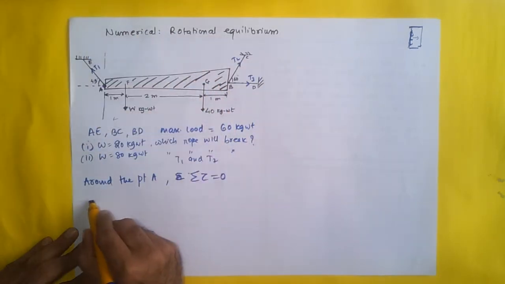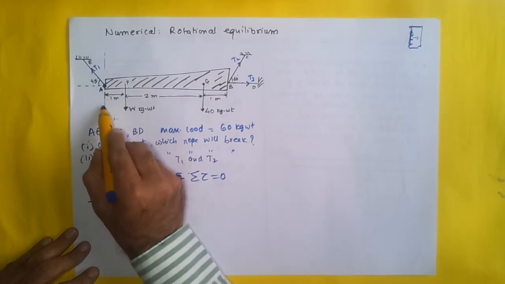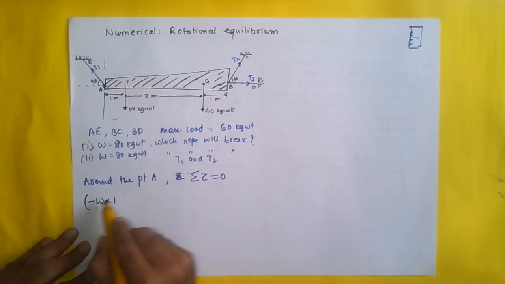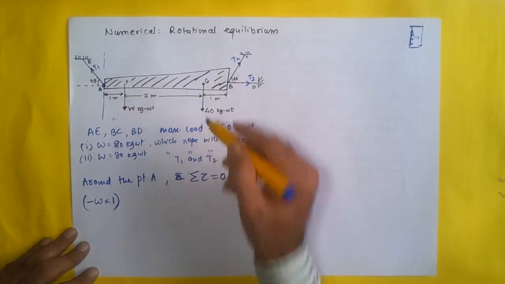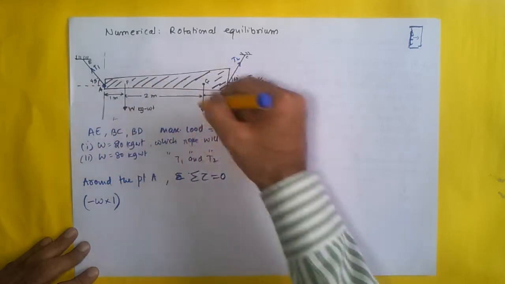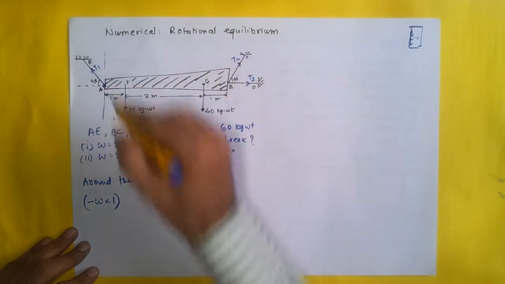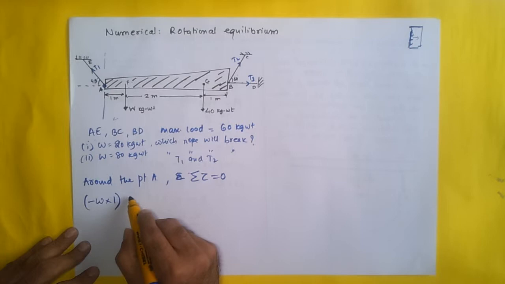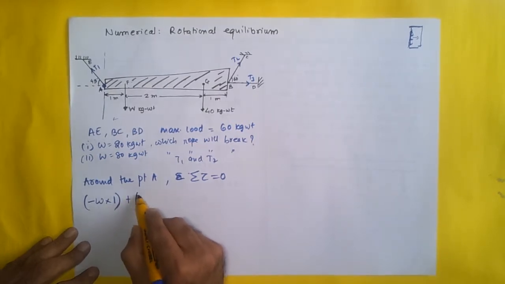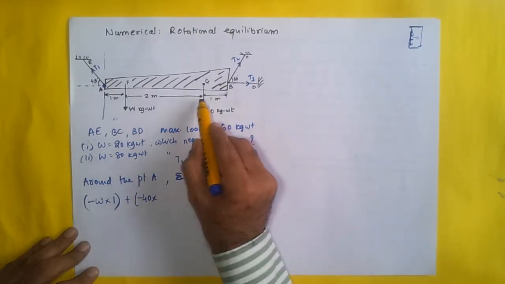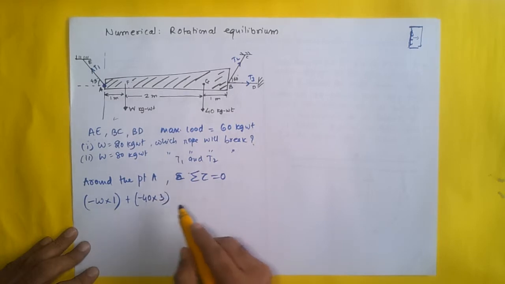Clockwise, right? So I'll have minus W. Distance from the axis of rotation is 1 meter. So this is the torque applied by this. As far as this force is concerned, it will also apply a clockwise torque because the axis of rotation is on this side. So I will get minus 40. Distance from the axis of rotation 3 meters, right?